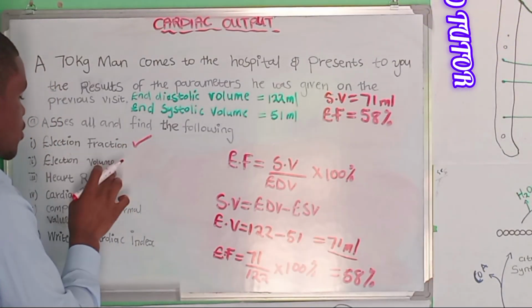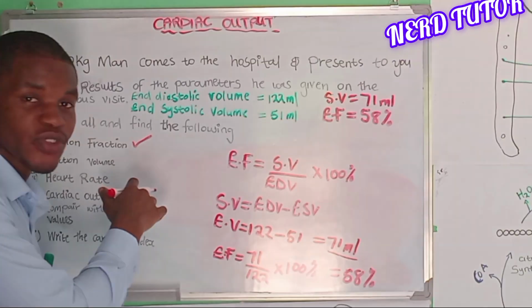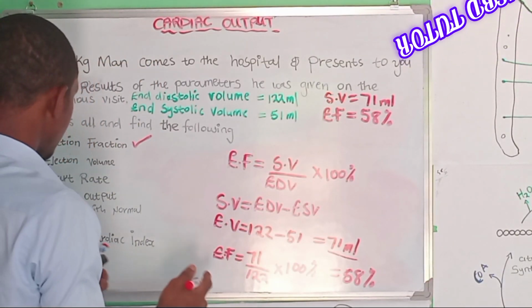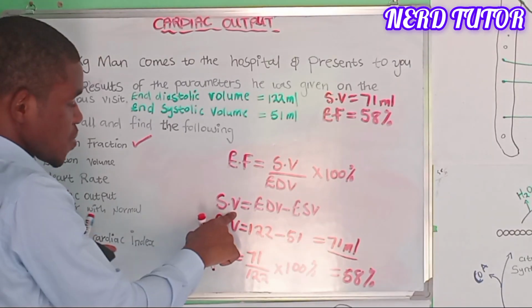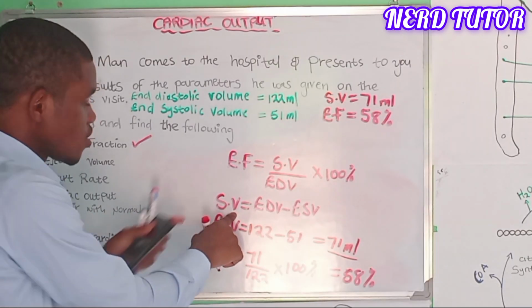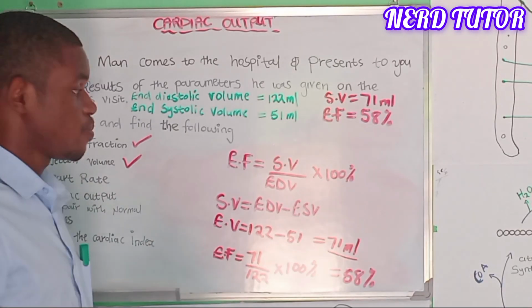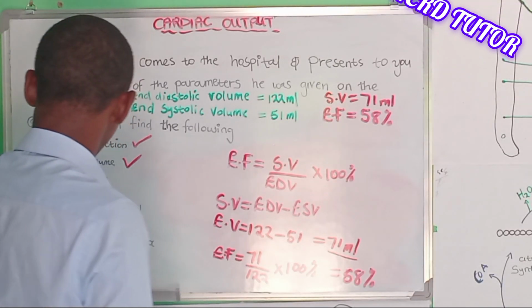What of ejection volume? So let us now try to solve the second question. But remember, let us go back to these solvings that we are doing here. I said ejection volume is also referred to as what? Stroke volume. So we have also solved for ejection volume. Have you seen? Very simple. So let us now go to the third question.